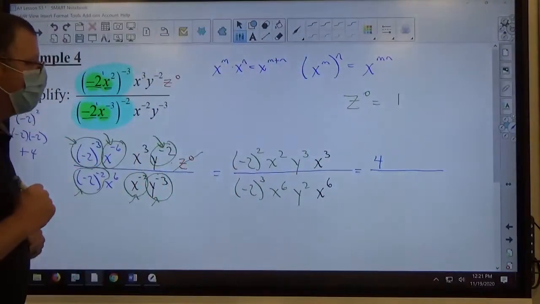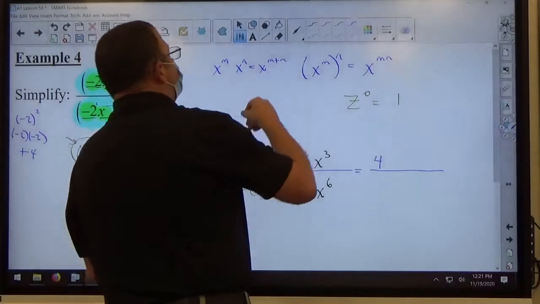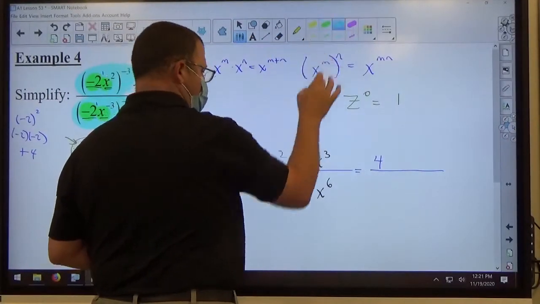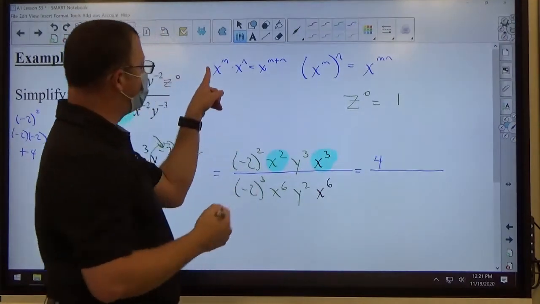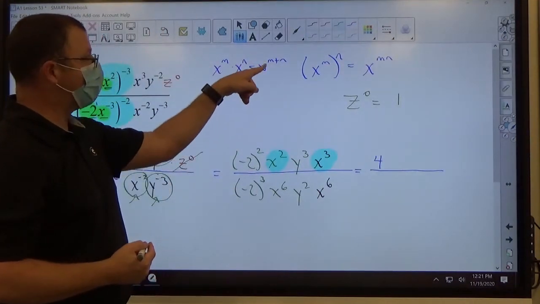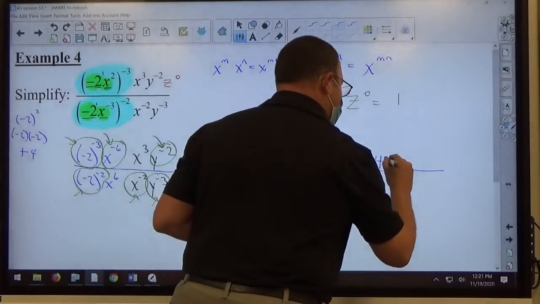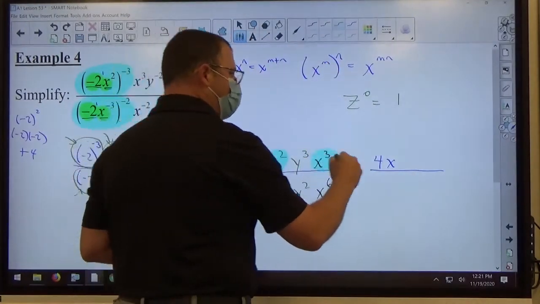Okay? And then I've got on top, I've got x to the 2nd power and x to the 3rd power. I've got multiple x's, and again, when I have multiple x's, I write one x and I add the powers of the x's. So I've got 1x now, 2 plus 3 makes 5.